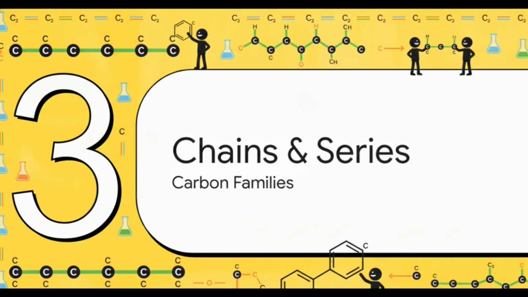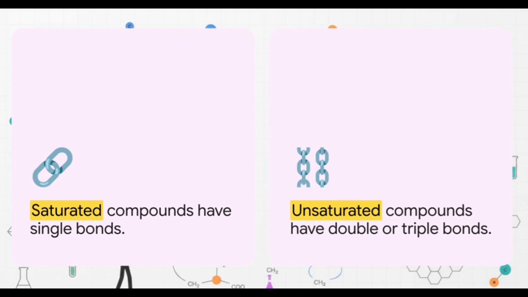Okay, on to section 3, chains and homologous series. The absolute crucial takeaway here is understanding the difference between saturated and unsaturated compounds. On one side, we have saturated compounds, known as alkanes. These only have single carbon-carbon bonds, meaning they are completely maxed out or saturated with hydrogen. On the flip side, we've got unsaturated compounds. If they feature a double bond, they're called alkenes. If they have a triple bond, we call those alkynes.